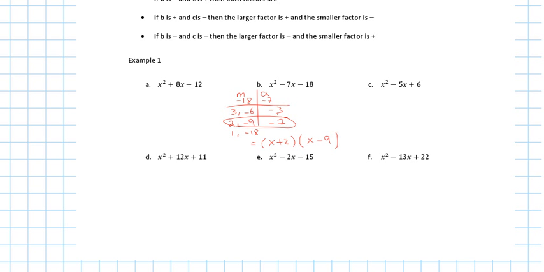Pick one. Whatever you want. The harder one. I can do F. Okay. So I'm looking for two numbers. They multiply to what and add to what? Which one is yours? F. Multiply to 22. Okay. And add to negative 13.